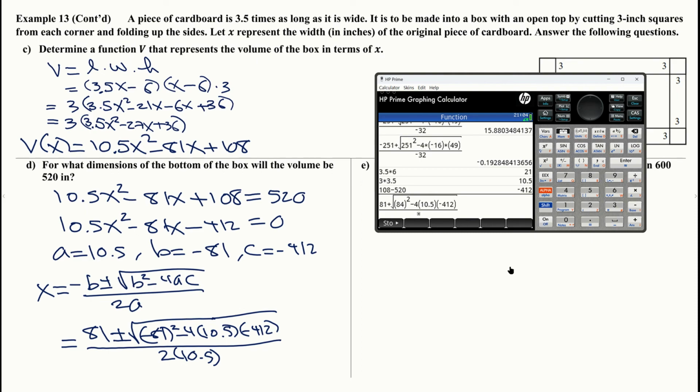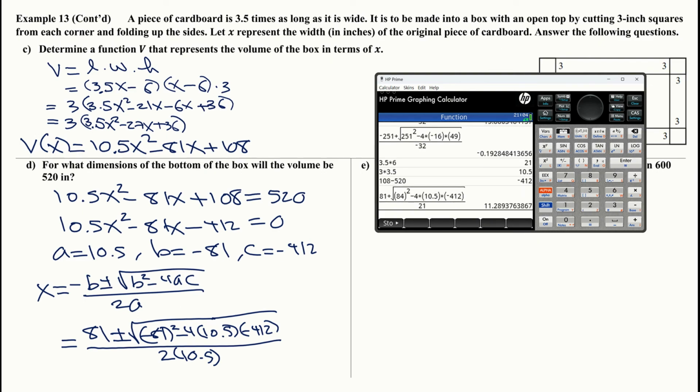and we put 21. 2 times 10.5, right? 21. All right. So we get approximately 11.29 inches, or so we get X is that, or X is, now let's change to the minus case.